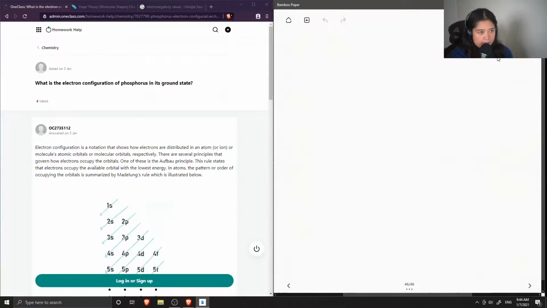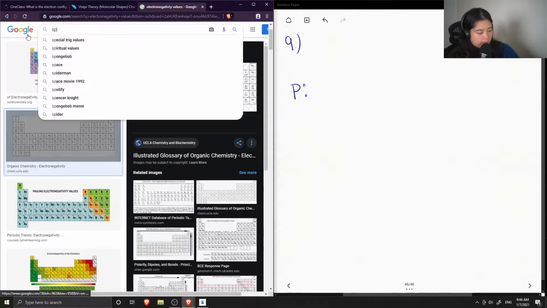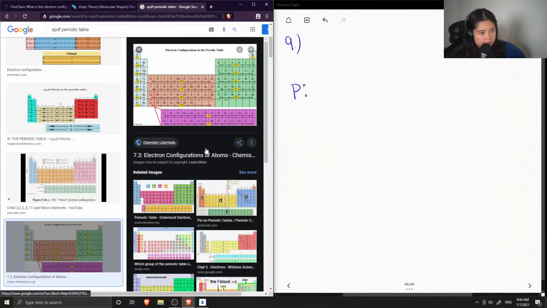Okay, so question number 9. What is the electron configuration of phosphorus in its ground state? So to find the electron configuration of phosphorus, we first need to divide our periodic table into the different orbital sections. So the light blue is the S block, the green is the P block, the orange is the D block, and the pink is the F block.